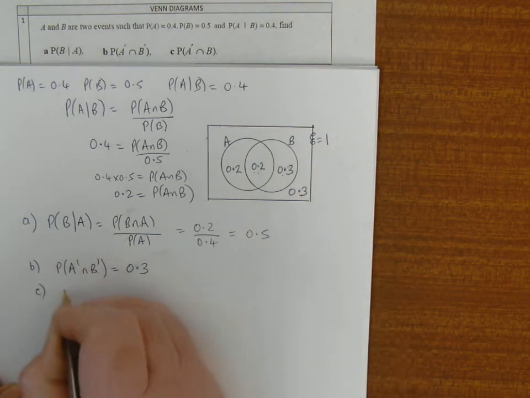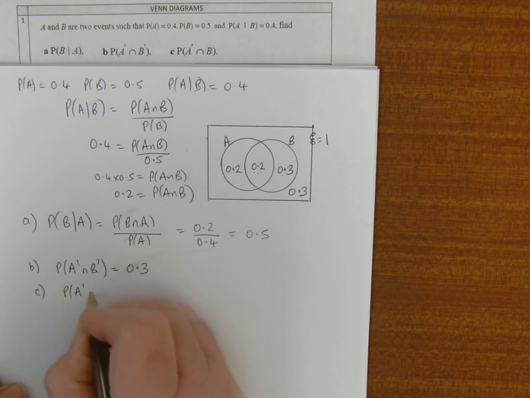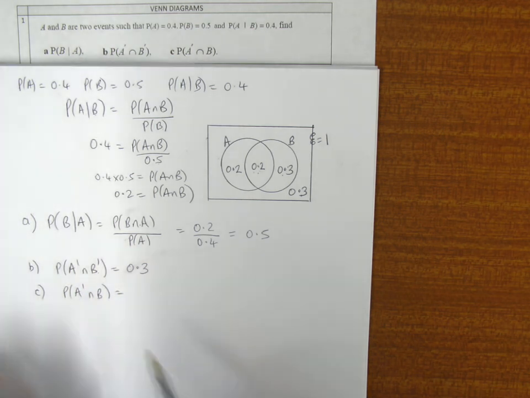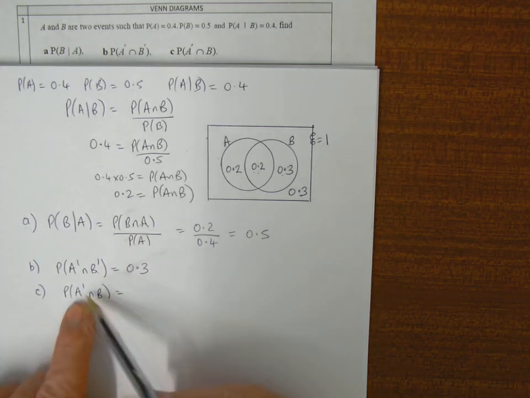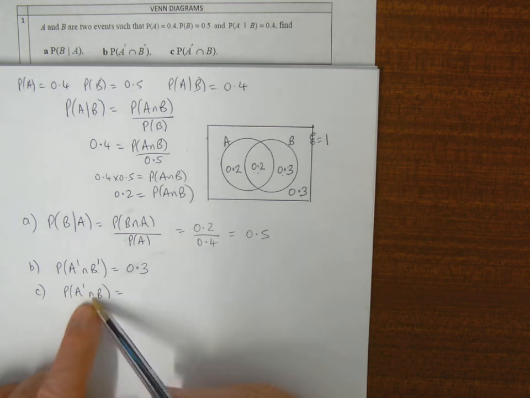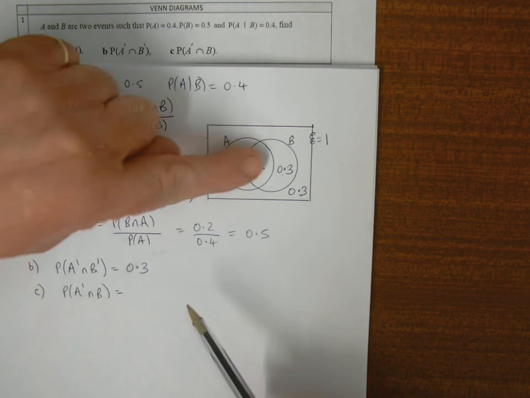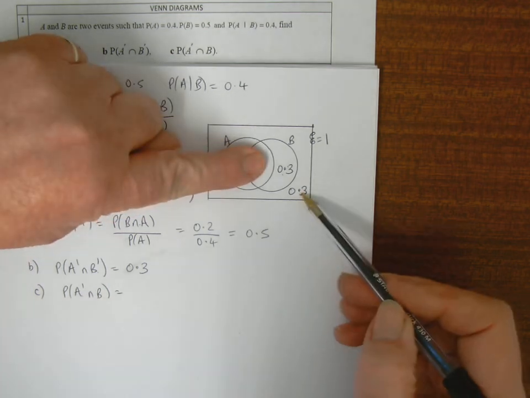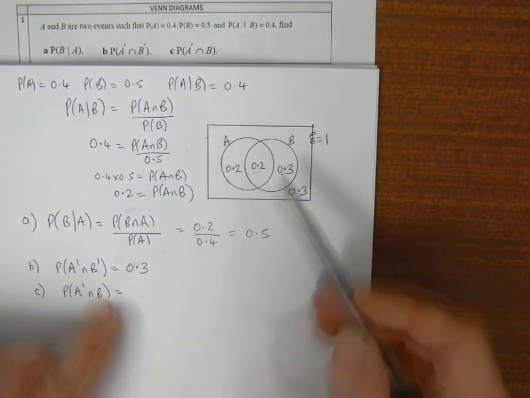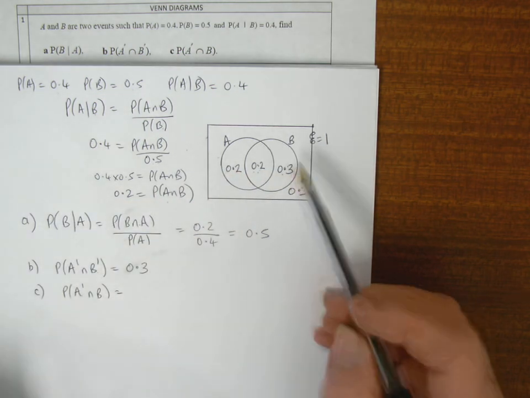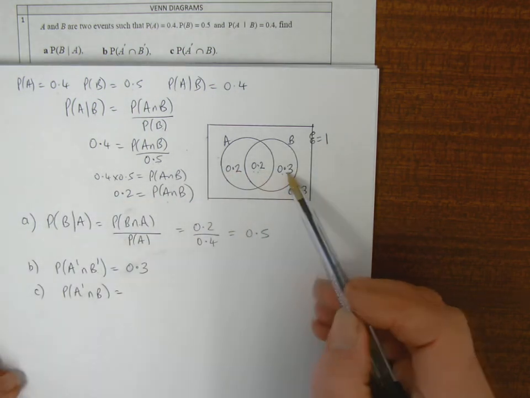Part C, probability of A dashed intersection B. That means I'm looking for the values which are outside of A and they're inside B. So outside of A are those two values. B are those two values. So the value that I've seen twice is this 0.3 here.